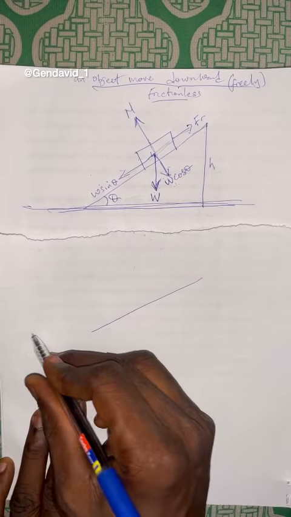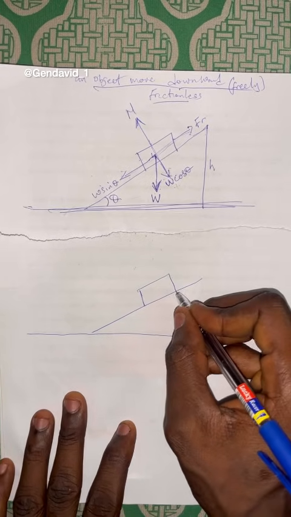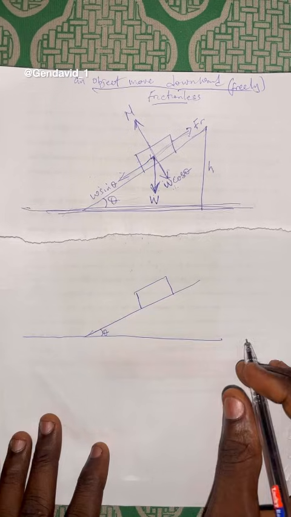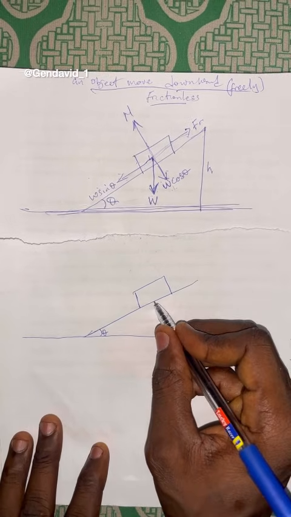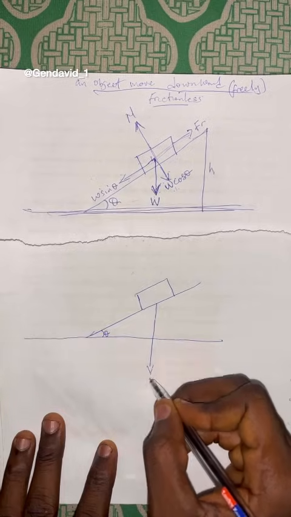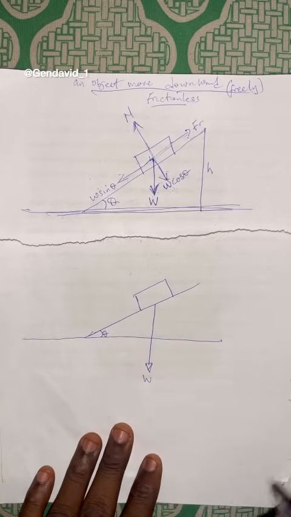So let's say you have something like this. You have the inclined plane. You have the object like this. When you have the object, you have the theta here. So if you have the theta here, let's say we have the weight like this. This is the weight that we have here.